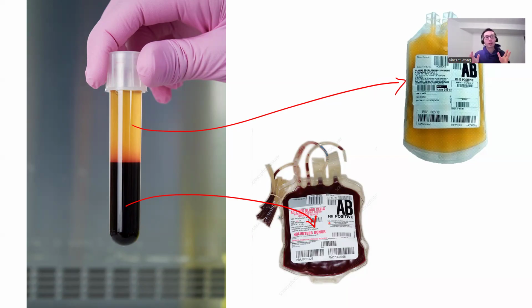It's important for you to understand that a transfusion is not taking a whole bag of blood and just giving it to someone. It doesn't work like that. Typically, they separate the blood into plasma and red blood cells. You can see here it says red blood cells, and then it's AB positive.